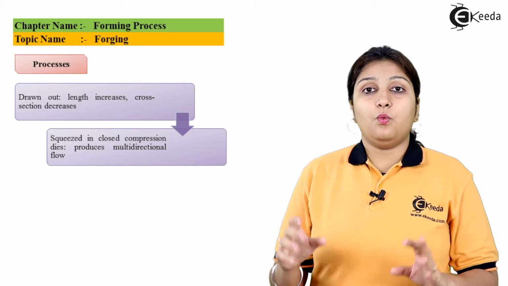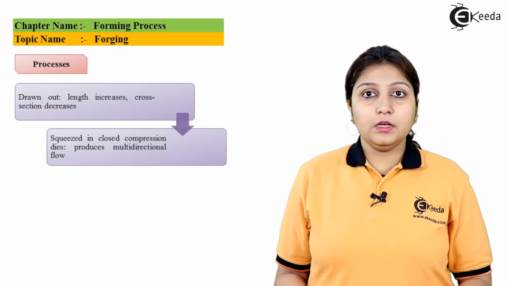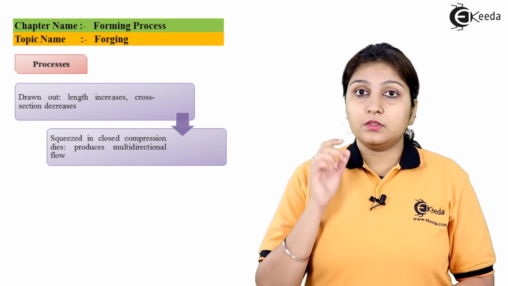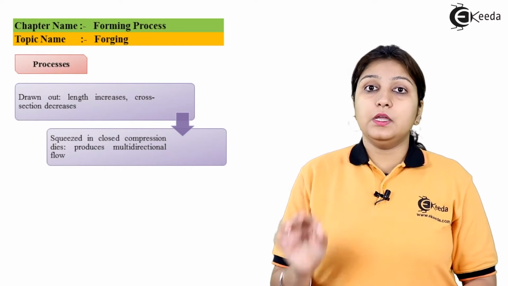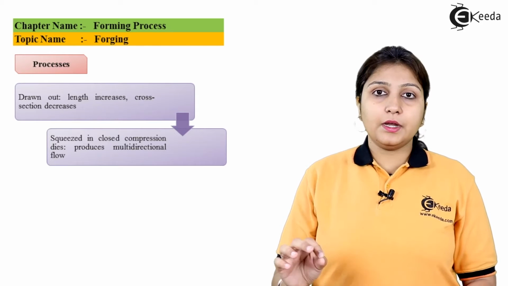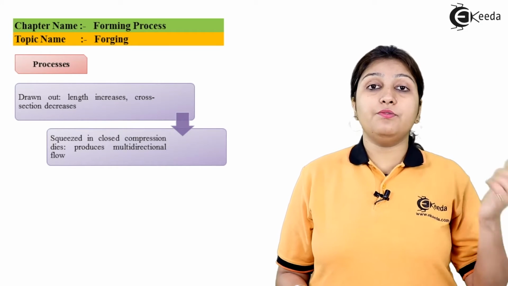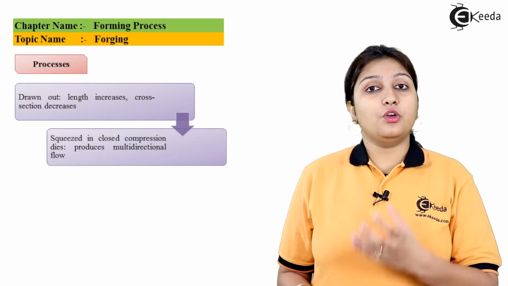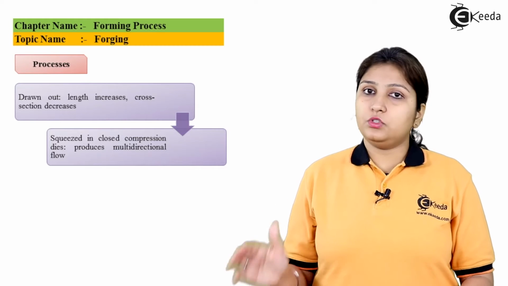So in forging, what happens? Your material is taken and forged, but the main USP is that the material is preheated. Preheated material is taken and compressive forces are applied on your object. So in this way forging takes place.